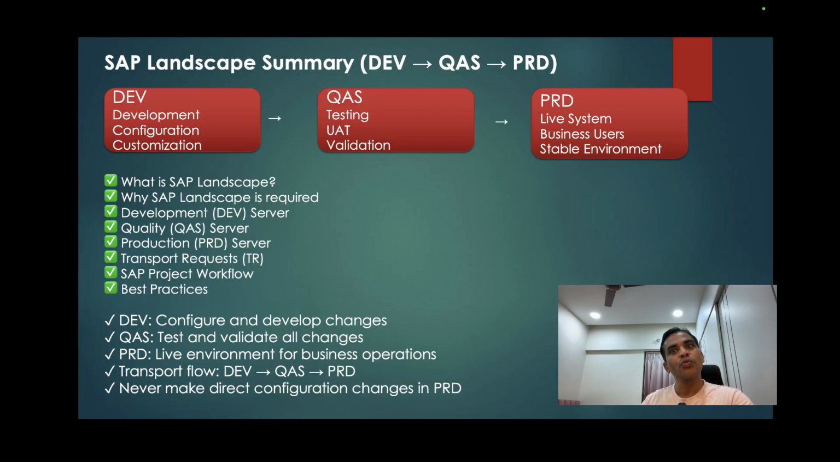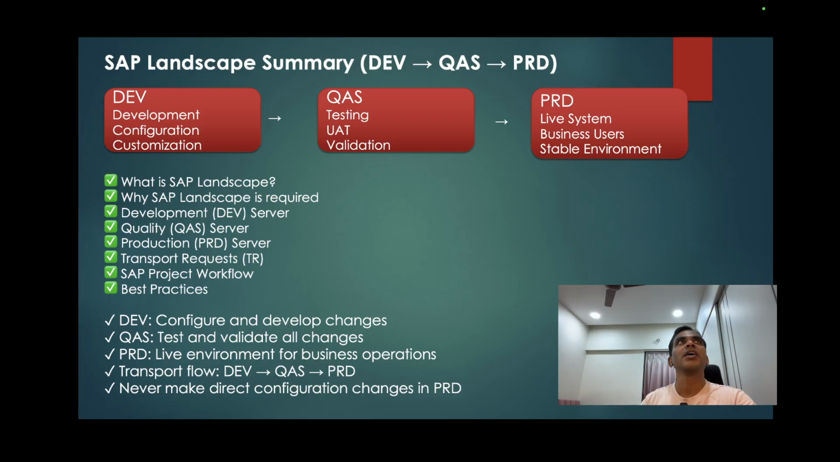One more important point: never make direct configuration changes in production, because it would cause server data or configuration inconsistency. Always make sure the configuration is developed in development, then moved to quality, and finally to production. So this is what we have.